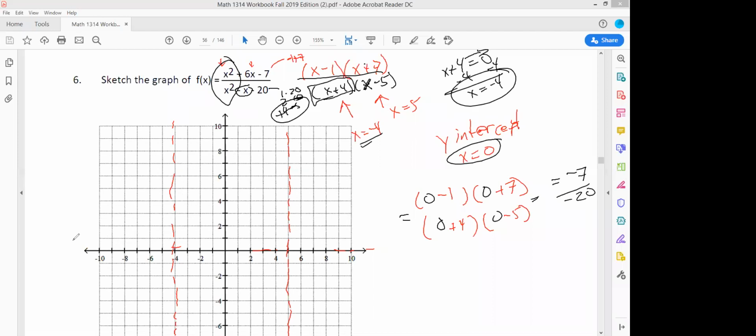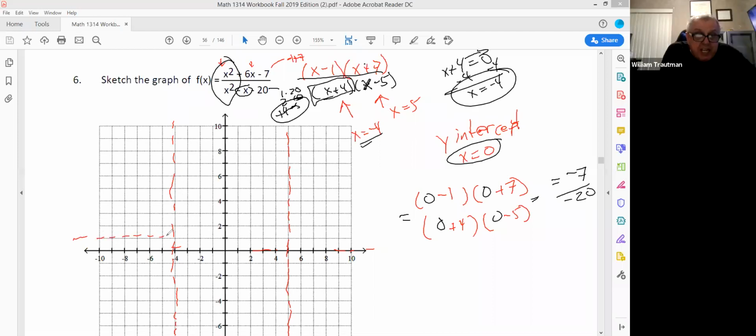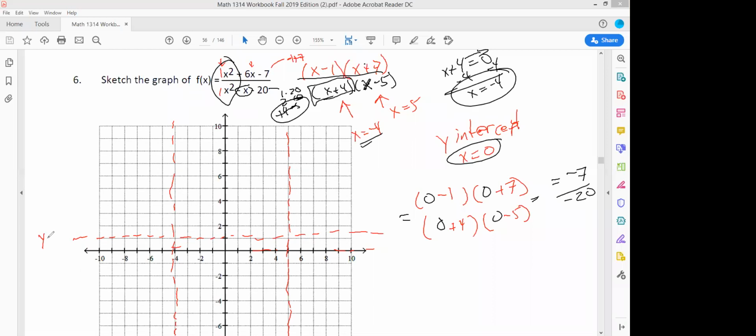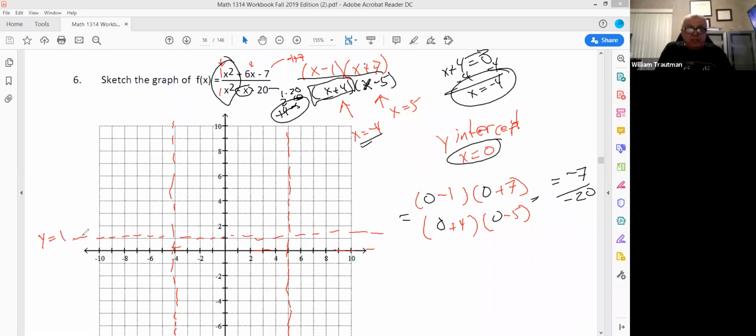When the powers are the same, look at the x squares. It's always the number in front of those x squares, and there's a 1. Do you see? So it's y equals 1, not y equals 0. The horizontal asymptote is y equals 1. And we put a dot right here.